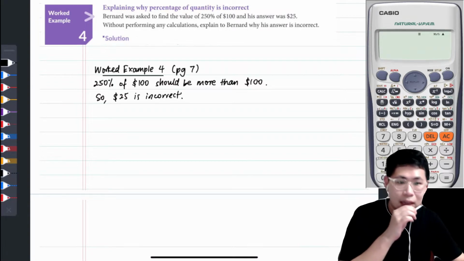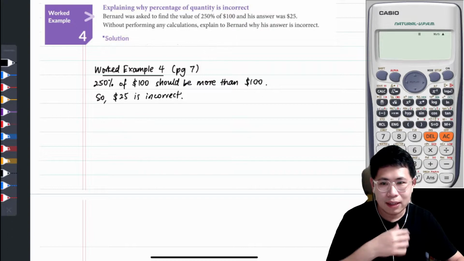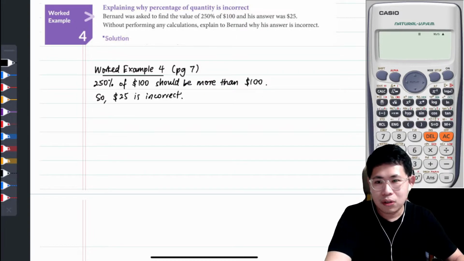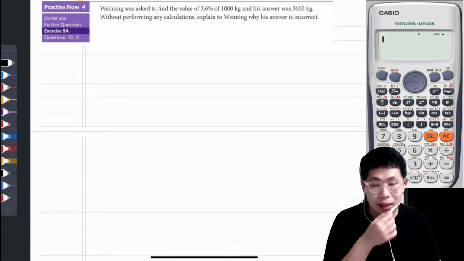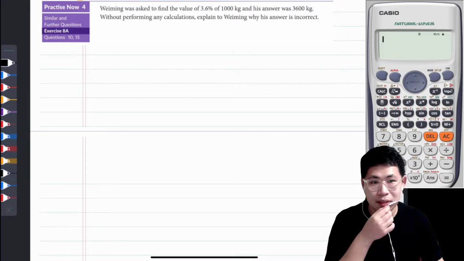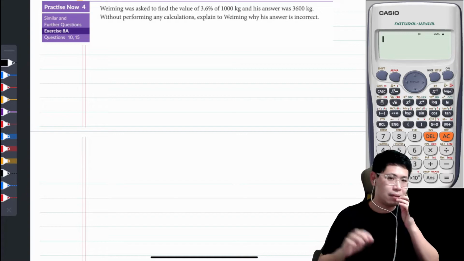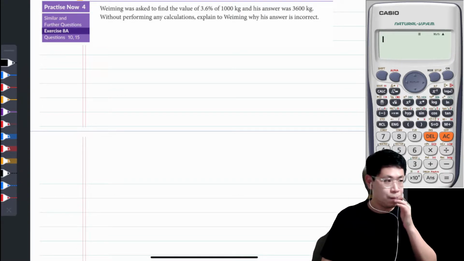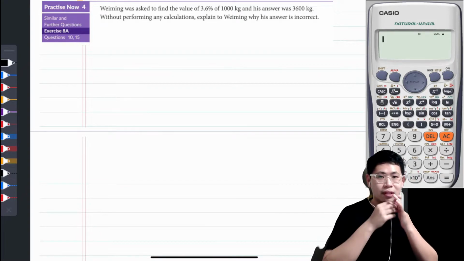Okay, now in the same vein, let us look at the next question over here, which is: Wei Ming was asked to find the value of 3.6% of 100 kg, and his answer was 3600 kg. So 3.6% means it's a smaller value. Instead of 3.6 times 1000, it should be 3.6 over 100 times 1000.